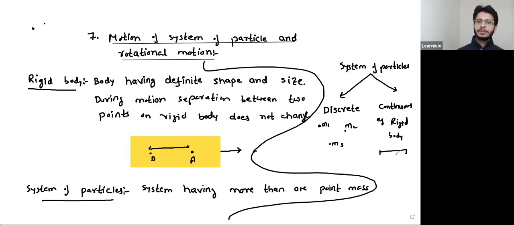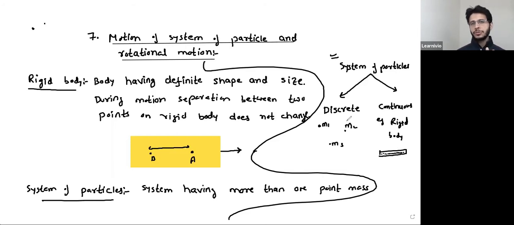See, if I take a pen, then there is continuous distribution of particles over the pen. If I take a sheet, then there is continuous distribution of particles on the sheet. So this is what we mean by a system of particles. So in this chapter, we will study system of particles that could be discrete or that could be rigid body.